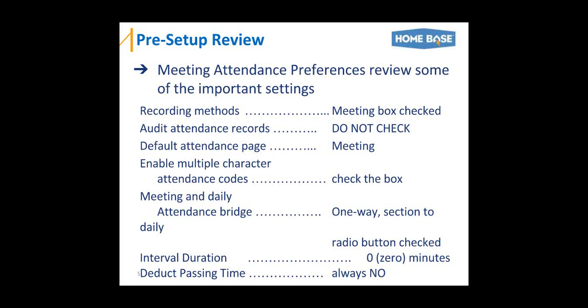The default attendance page is going to be meeting, so that's how we're going to make sure that the daily doesn't show up at all. The enable multiple characters, we definitely want to check that box, because in North Carolina, our attendance codes are more than one digit, more than one character. And for the meeting and daily attendance bridge, it's a one-way. So make sure that radio button is checked for one way.